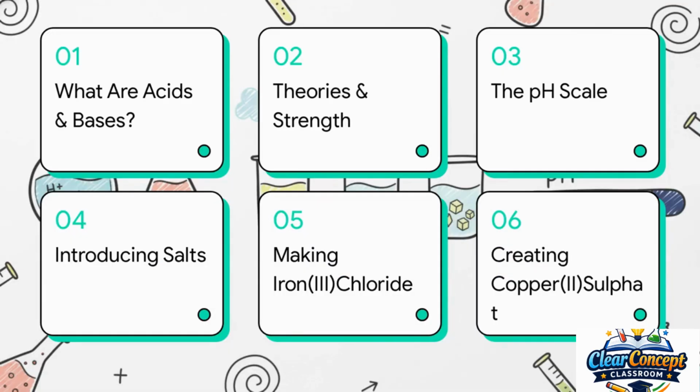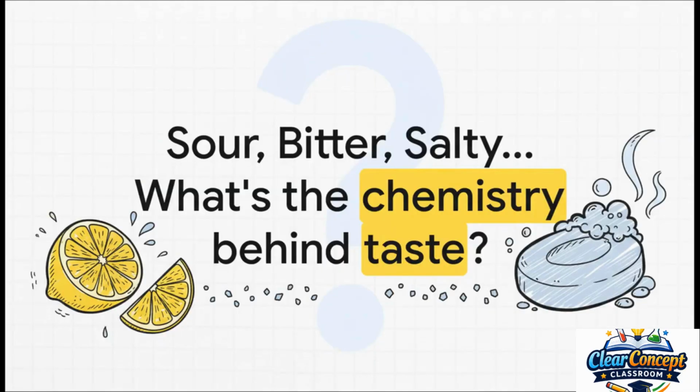So here's our game plan. First up, we're going to meet our main characters, acids and bases. Then, we'll dig into the cool theories that explain why they act the way they do, and you'll learn how chemists measure their power. After that, we'll see what happens when they meet. And then, the best part, we're going to step into a virtual lab and create two totally different salts, right from scratch.